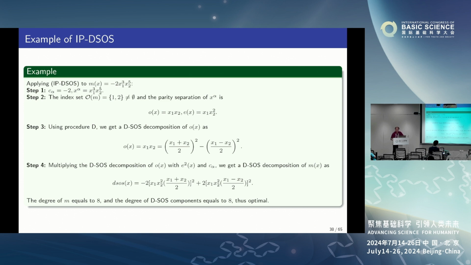And here's an example to show how to do it. For this monomial, the O part is 1 and 2, so x1, x2 are both odd degree variables. So O is just x1 times x2, and the rest of the part is E. This can trivially be written as a difference of convex like that, so multiply the squares to get the decomposition, and the degree is optimal. If one monomial can be written like this, any polynomial can be written like this, just by repeating over all monomials, meaning that this method can be parallelized. You can take each monomial or binomial to get the decomposition and then sum them.